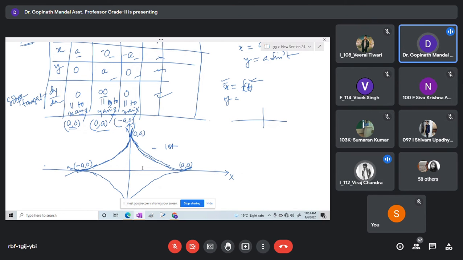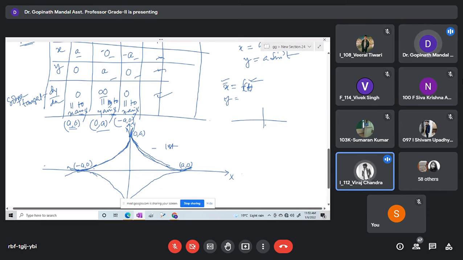So for the points 0 comma a to a comma 0, how do we know the curve is concave down? There is another rule: dy by dx greater than 0 or less than 0, and d2y by dx2, the concavity rules. So we can do that and check.